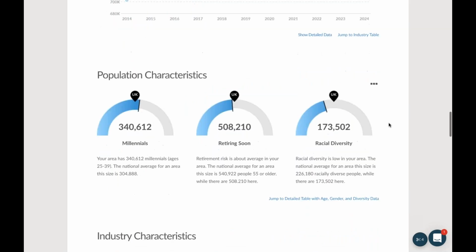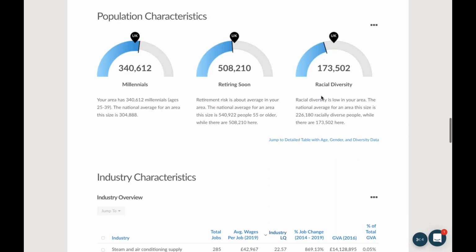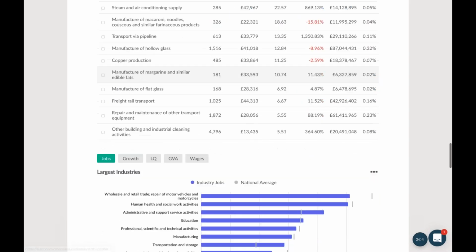So next down into population characteristics, again, just a nice little quick chart showing you the concentration for this area of millennials. So that's people aged 25 to 39. Again, if you took out Leeds, that would probably swing this. Proportion of retiring soon, so that's people 55 and older, and then proportion of racial diversity. And the proportions are measured against the UK as an average.